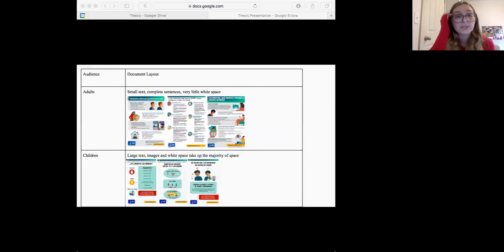Additionally, as I mentioned previously, there is evidence that both organizations did attempt to change the layout of resources based on their audience. So this is a table showing how layouts differ based on audience. Specifically, this shows 6 resources from the CDC, where the 3 on the top are targeted towards adults and the 3 on the bottom are targeted towards children.